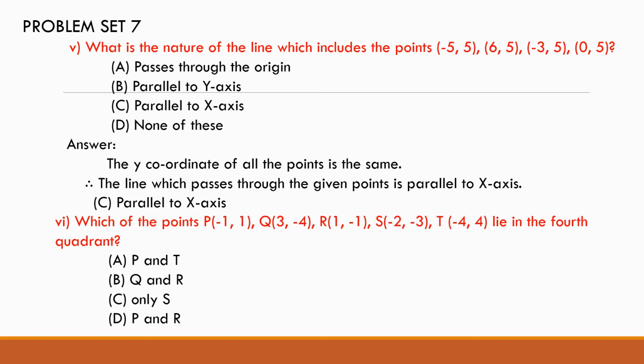Question 6. Which of the points P(-1, 1), Q(3, -4), R(1, -1), S(-2, -3) and T(-4, 4) lie in the fourth quadrant? You already know that in the fourth quadrant the x coordinate is positive and the y coordinate is negative. Therefore, the points Q and R lie in the fourth quadrant. Therefore, your option B is your answer, Q and R.